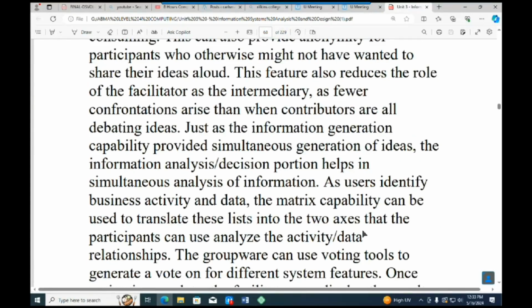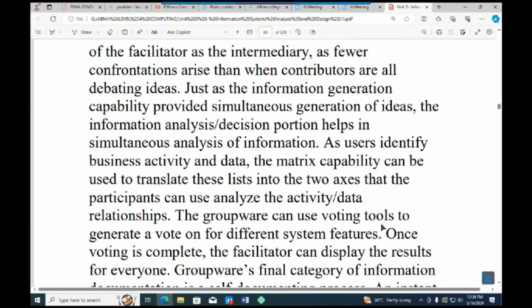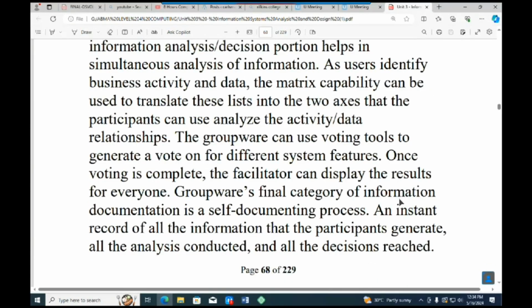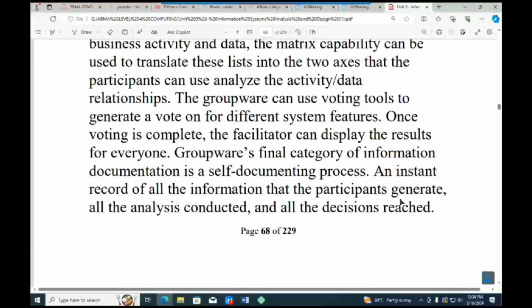So just like the information generation capability provides simultaneous generation of ideas, we have the information analysis or the decision portion that will help us in simulating the analysis of the information that we actually obtained from the various users. So as users are identifying the basic activity and the data, the metrics capability here can be used to translate these lists into two axes that the participants can use to analyze the activity or maybe the data relationships.